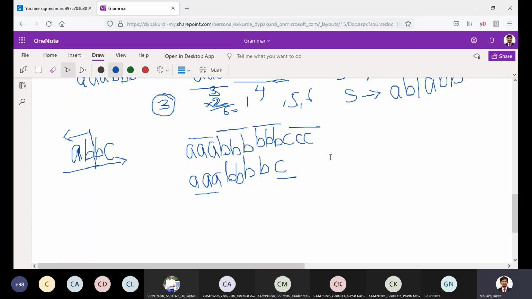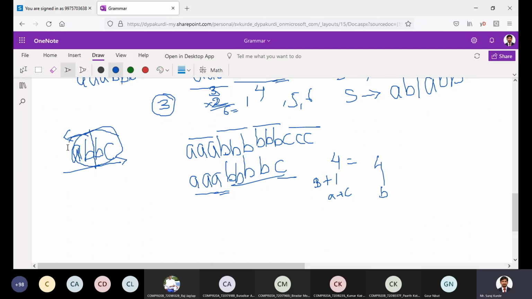Number of A plus number of C equals number of B, which is 4. It matches the condition. That means we cannot have the condition where number of A equals number of B and number of C. We are not having that condition. So if that condition were there, then we could not have the division like this. We'll have other production rules.